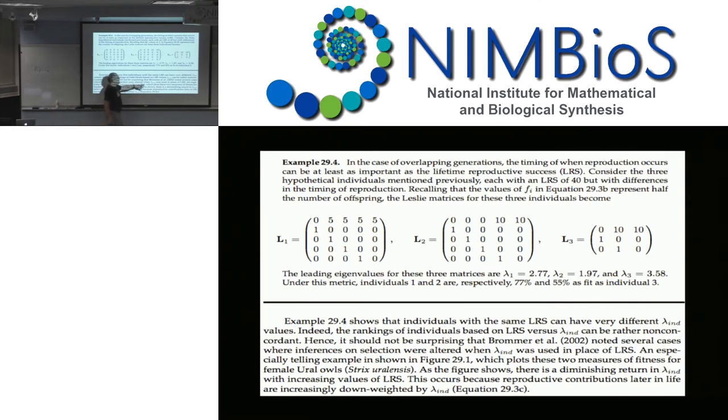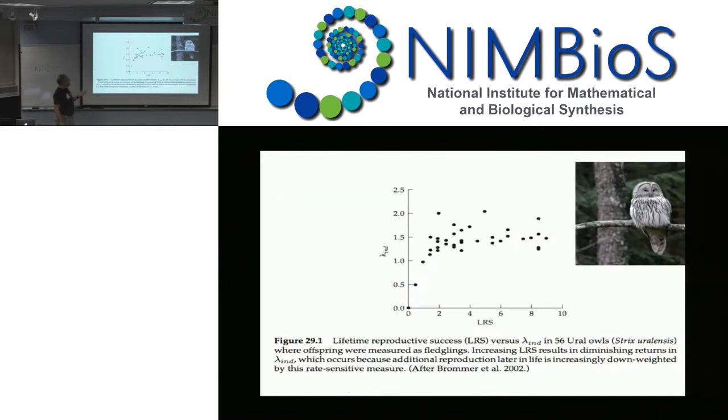We call that lambda individual, so individual growth rate as compared to lifetime reproductive success. And again, all 3 of these individuals have the same lifetime reproductive success, but what lambda individual does is it discounts them. This takes longest to get those individuals, therefore it's discounted the most, and the discounting is a natural way because you're kind of looking at how the population grows. So how well does that work?